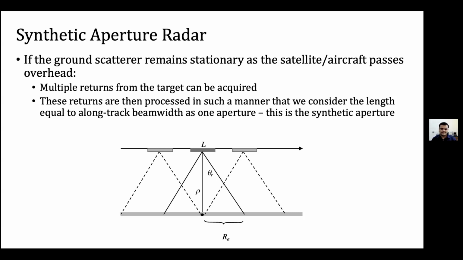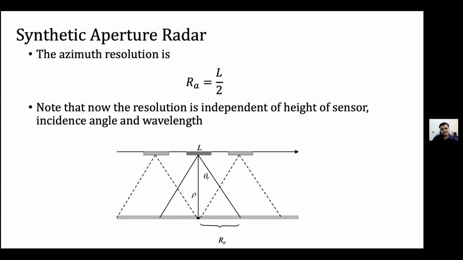Because we are synthesizing them and considering that the entire aperture from the first acquisition to the last for that particular target becomes one long antenna that we synthesize. The advantage of that is that the azimuth resolution will just reduce to a simple formula, which will only be dependent on the length of the antenna. So for example, if we have an antenna of 10 meters, then we can easily get a resolution of 5 meters. So that is where synthesizing the aperture comes into play.